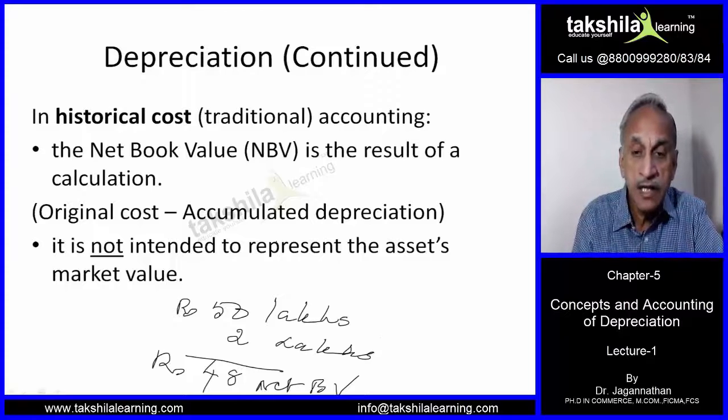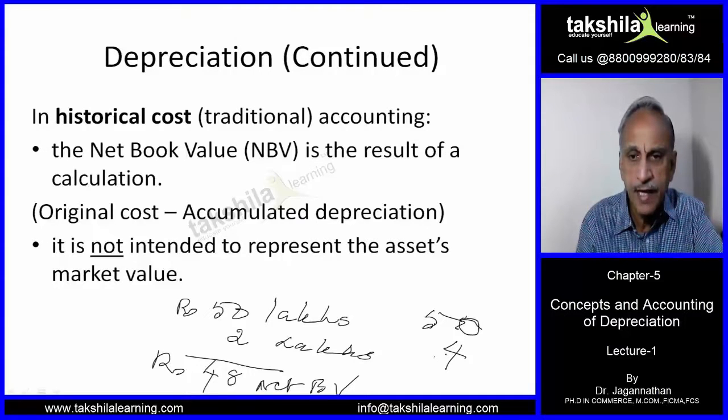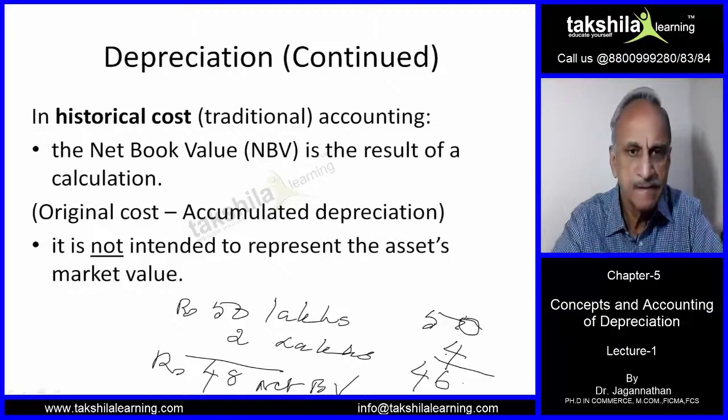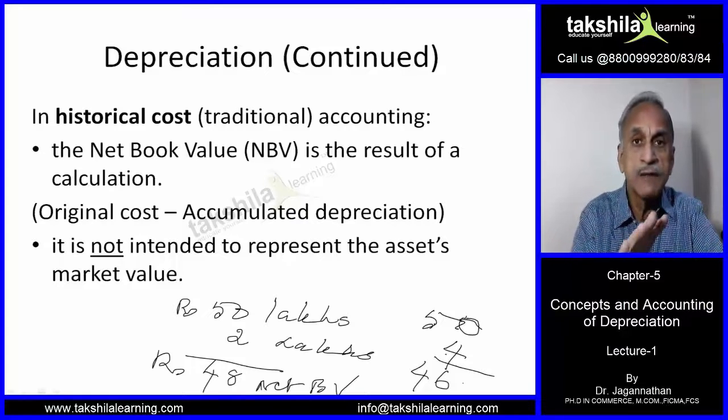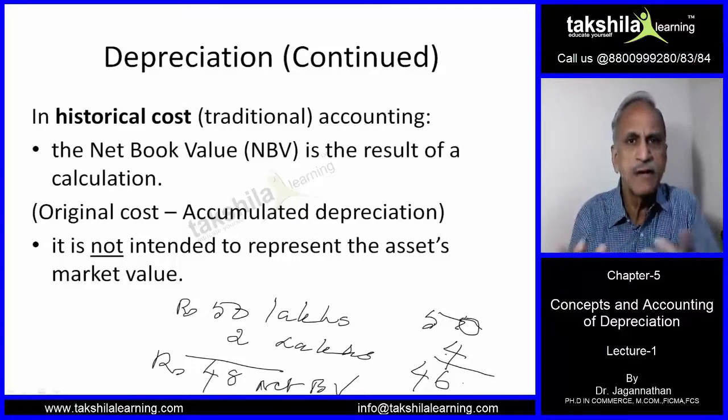Now, next year, this is the first year. Next year, 50 lakhs, again the same original cost. But next year, the accumulated depreciation will be 4 lakhs. 2 lakhs for last year, 2 lakhs for this year, total becomes 4 lakhs out of 50 lakhs. So it becomes 46 lakhs. It is not intended to represent the asset's market value. This 46 lakhs is not the realizable value or the market value or the value at which you can sell. That is not our intention.